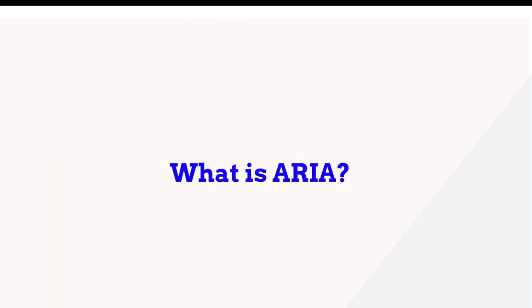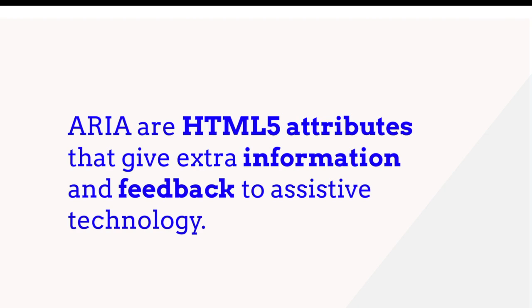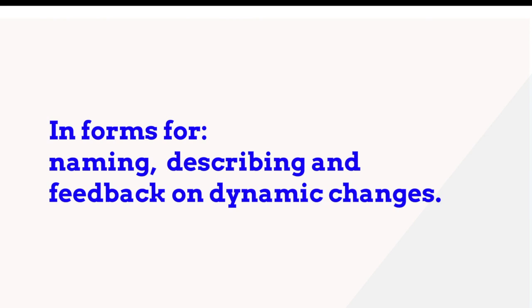What is ARIA? The abbreviation means Accessible Rich Internet Applications. You can forget that right away, but what you need to know is ARIA are attributes, HTML5 attributes that give extra information and feedback to assistive technology, like, for example, screen readers. In forms, you can use it for naming form controls, describing extra information, and for giving feedback on dynamic changes. I will give you examples of that in the demos later.